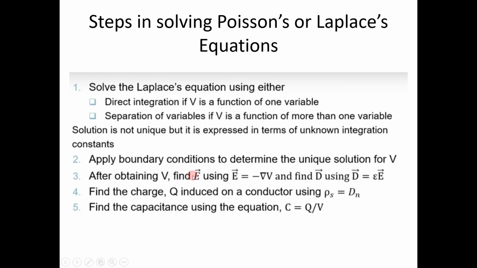Then from V you calculate E using the equation E is equal to minus del V. Then the rest is based on the question. If you are asked to calculate pressure, from E you calculate F, then F by area you will get pressure. Or if it is capacitance, you calculate rho, then from rho taking volume integral you get Q, then Q by V will give you capacitance. So based on the requirement you can proceed. So this is all about Poisson's or Laplace equation.